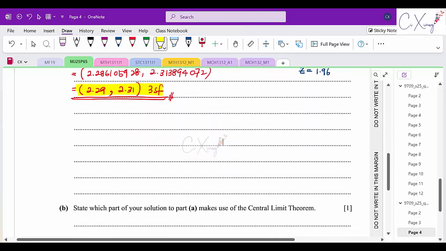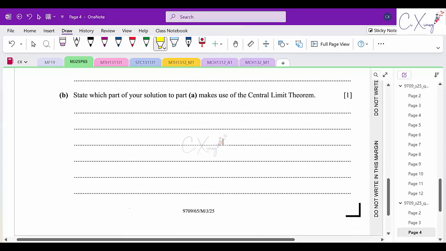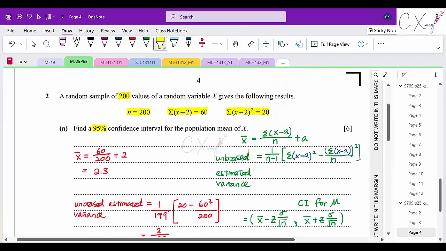Then let's continue to discuss part B. They are asking, state in which part of the solution in part A the central limit theorem is used. Like what we know earlier, when are we going to apply the central limit theorem? We apply it when we don't know the distribution of the population. From here, they didn't mention anything about the distribution of the population. Totally, you don't see any keyword.